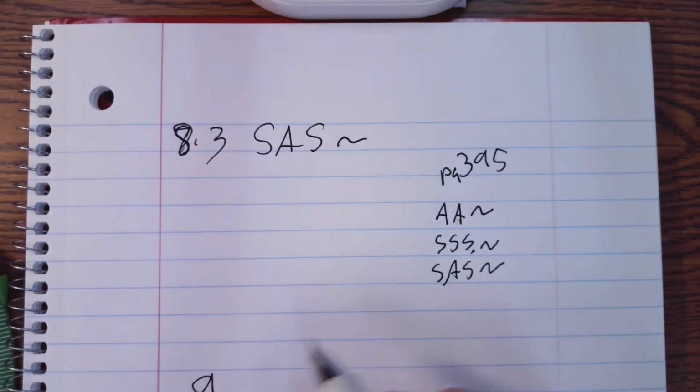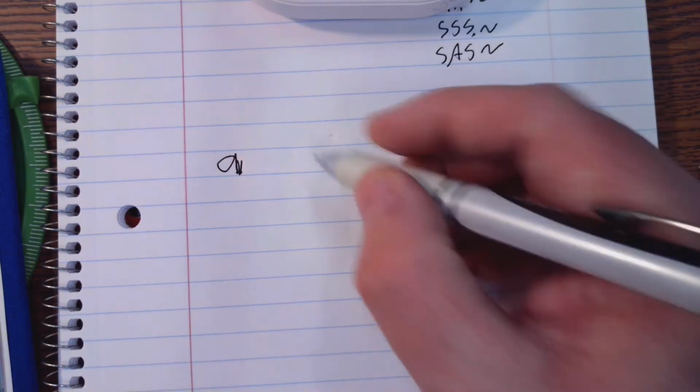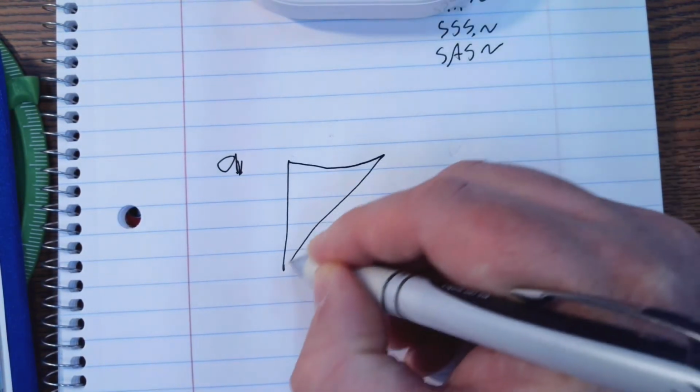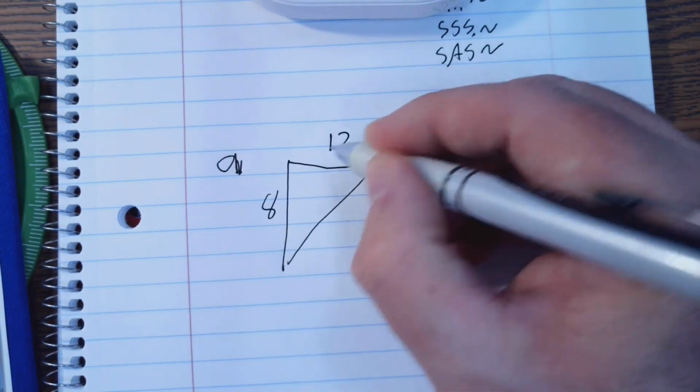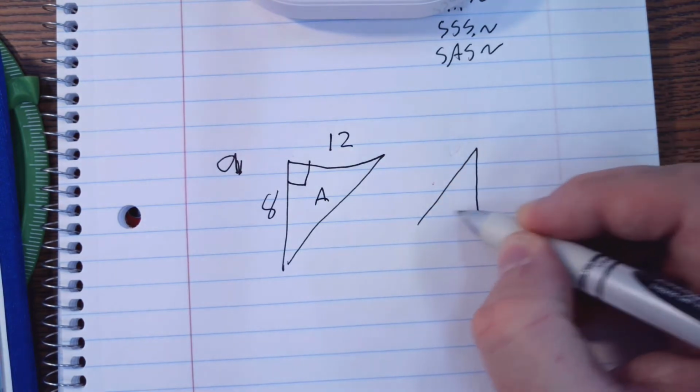Let's look at number 9 on page 397 and see how we can use this SAS. In exercises 9 and 10, determine whether the two triangles are similar. If they are similar, write a similarity statement and find the scale factor from triangle B to triangle A. So this one actually tells you which triangle to do first: triangle B to triangle A. Okay, so we'll look at these two triangles, and they don't have all the stuff on them because you don't need all of them.